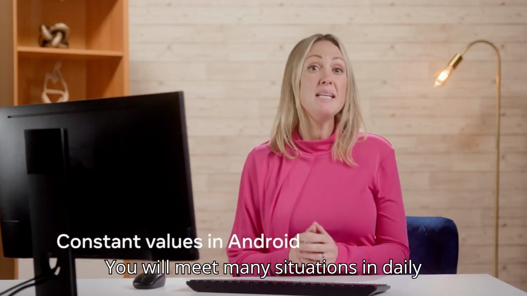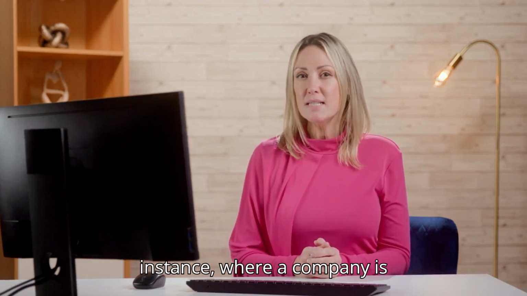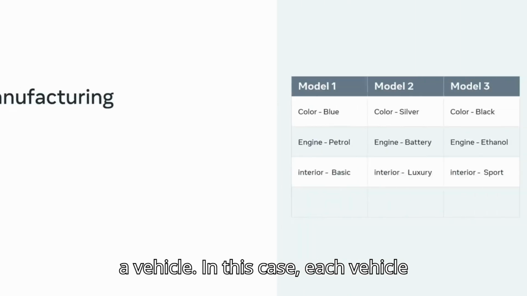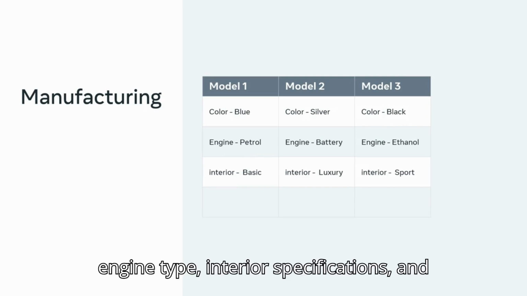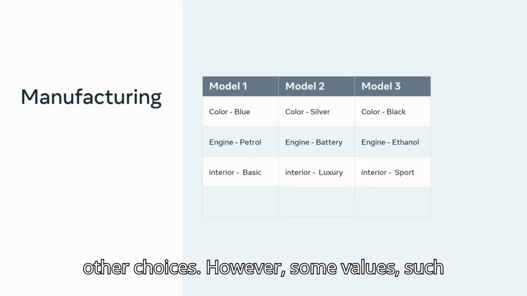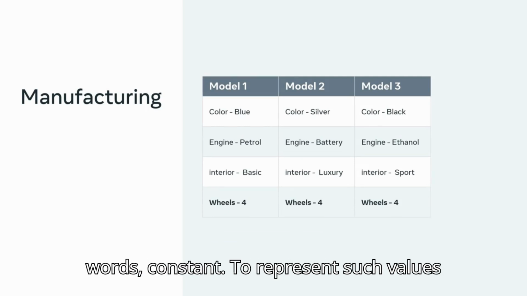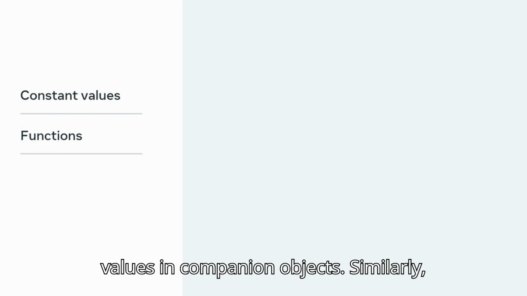You will meet many situations in daily life where constant values operate. For instance, where a company is manufacturing several different models of a vehicle. In this case, each vehicle model may differ in terms of color, engine type, interior specifications, and other choices. However, some values, such as the number of wheels in each car, would always remain the same. In other words, constant. To represent such values in code, you can implement constant values in companion objects.